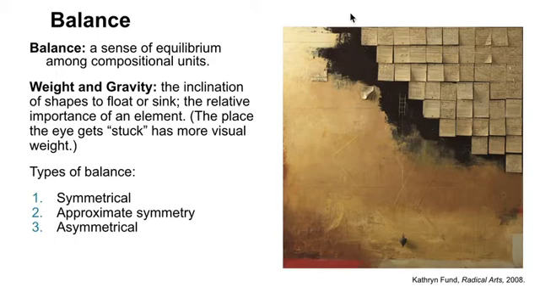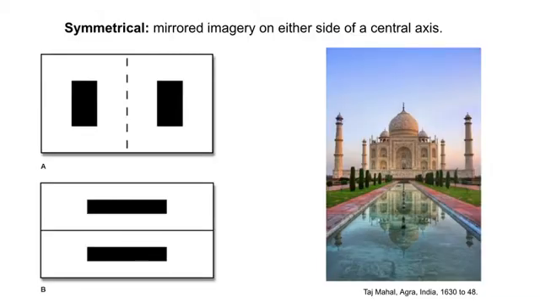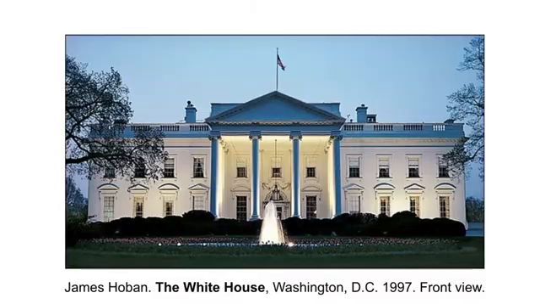black cloud behind them. There are three types of balance that we're going to look at today: symmetrical, approximately symmetrical, and asymmetrical balance. Symmetrical balance can communicate calmness or stability, and it can be mirrored over either axis, the horizontal or vertical axis. It's very common in architecture, so we have an image of the Taj Mahal demonstrating symmetrical balance. Here is an image of the White House, also demonstrating symmetrical balance.